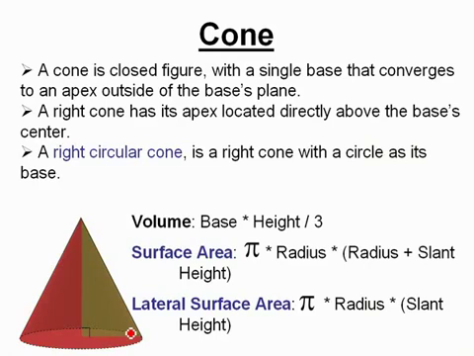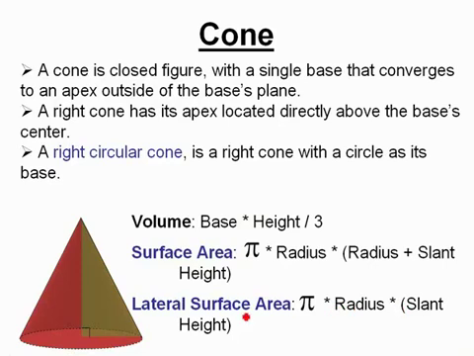A right cone has its apex located directly above the base's center. A right circular cone, which is what we'll be dealing with, is a right cone with a circle as its base. So once again, I color-coded. The volume of a cone, like the volume of a pyramid, is the base times the height divided by 3. The total surface area of the cone is pi times the radius times the radius plus the slant height. So, the lateral surface area is pi times the radius times the slant height.